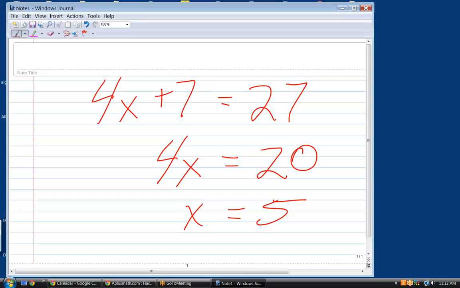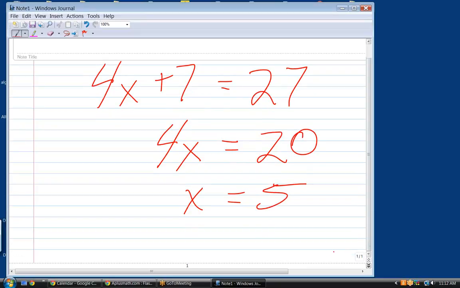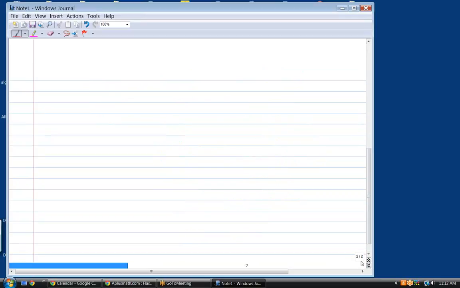Okay. Now, notice that we're always trying to isolate x, and we do it by getting rid of, very first thing, anything that's being added or subtracted to it. Then we start dividing by any multipliers or multiplying by any dividers. Let's do more.